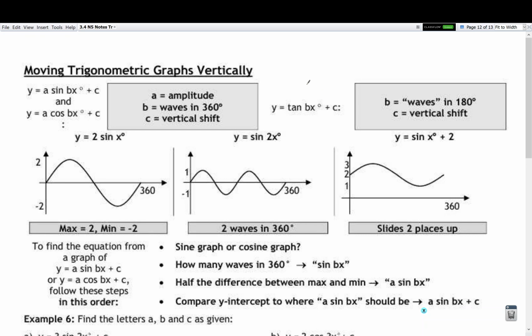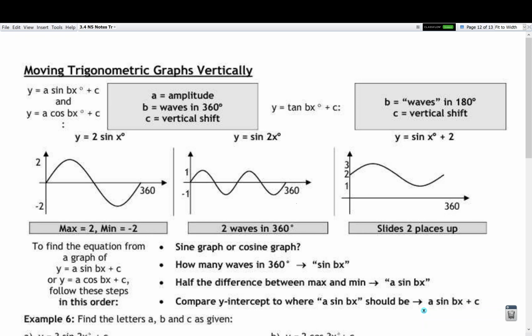Okay, and when we have a tangent graph, as we've discussed previously, the amplitude is infinite. It's impossible to define. So all you have there is the number of waves in 180 degrees for your tangent graph, and then the tangent graph still can be shifted vertically up or down. But we will, as is commonly done, focus on just sine and cosine during this exercise.